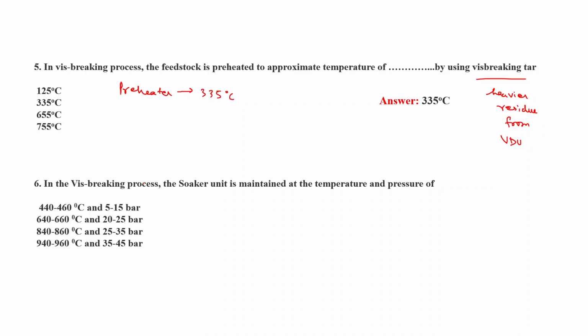In the visbreaking procedure, sixth question: in the visbreaking procedure, the soaker unit is maintained at the temperature and pressure of. The answer is 440 to 460 degrees C and 5 to 15 bar pressure.